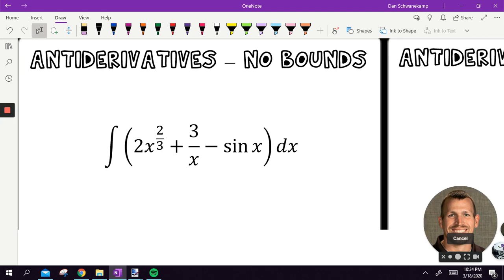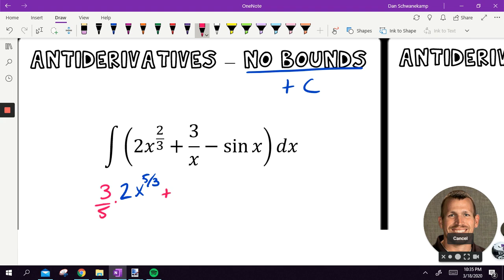Antiderivatives with no bounds. Just remember how to find an antiderivative. 2x to the 3 halves. Remember, if it's no bounds, plus c. Let's find an antiderivative. We are going to add 1 to my exponent, so x to the 5/3. And then I'm going to divide by my new exponent. So if I'm dividing by a fraction, I'm really multiplying by a reciprocal.